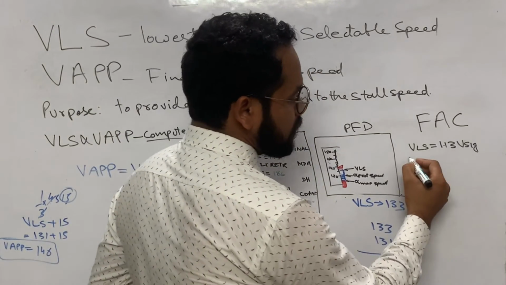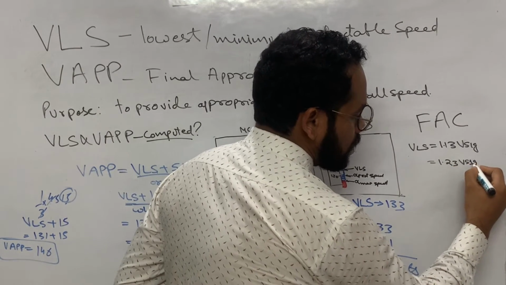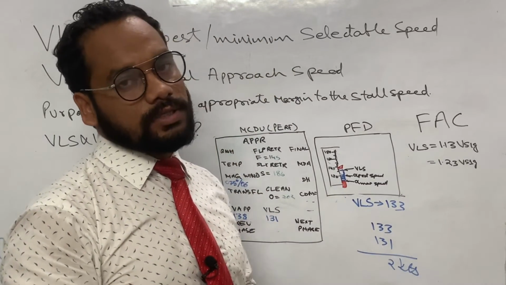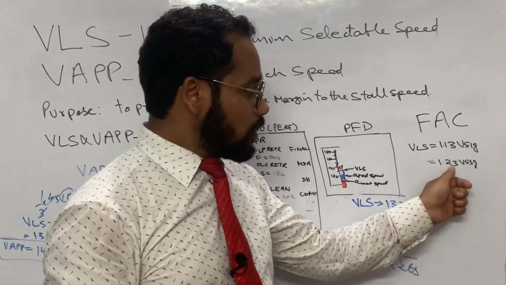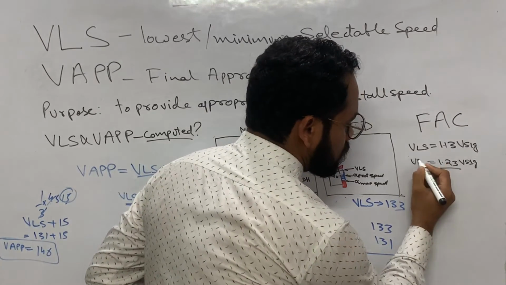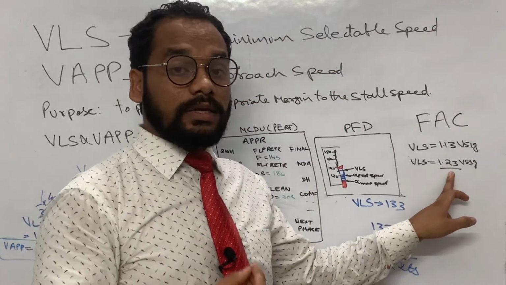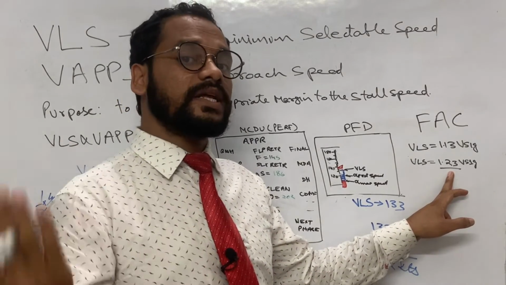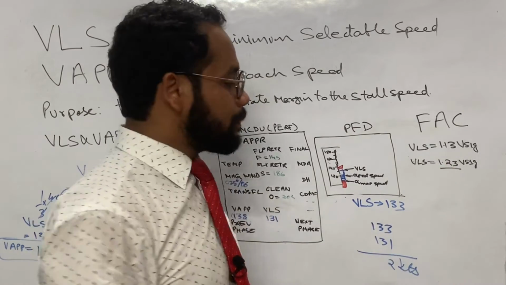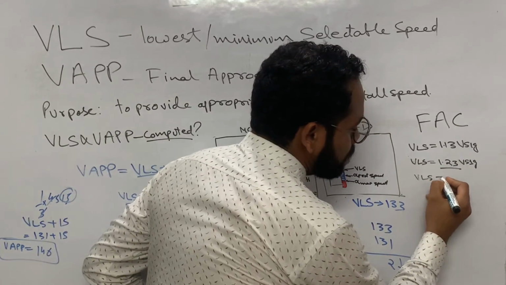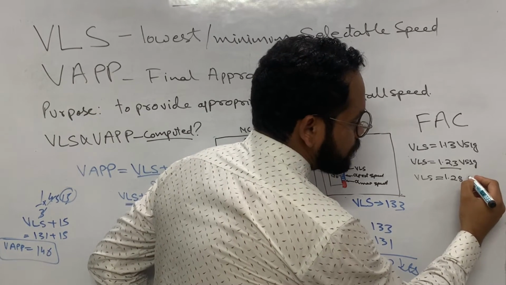Now this VLS becomes 1.23 VS1G whenever the flaps are retracted by 1 step, or in case of the actual configuration the VLS is 1.23 VS1G. Okay, this 1.23 is basically applicable in case of all fly-by-wire aircraft. In case of other aircraft which are not fly-by-wire, that is the conventional aircraft, it will be 1.3 VS. Okay, next, VLS can also become 1.28 in case of clean config.